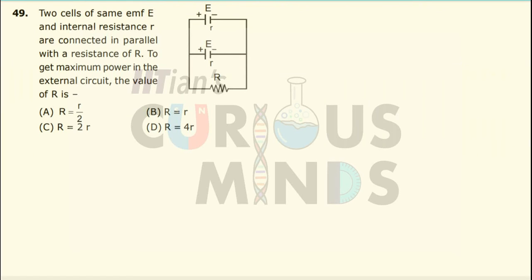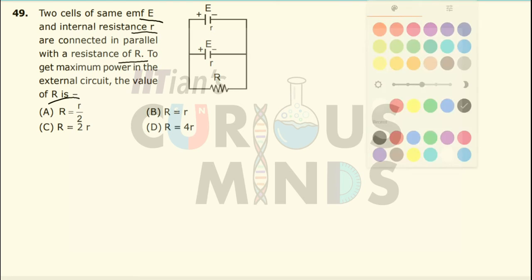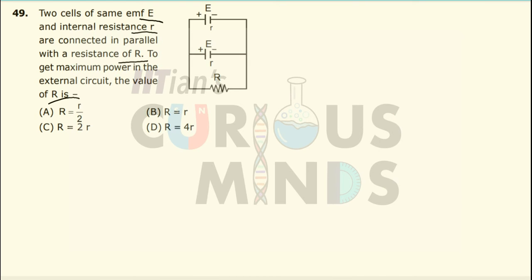Two cells of same EMF E and internal resistance r are connected in parallel with the external resistance R. To get maximum power in the circuit, the value of R should be equal to what? Now first of all, let me apply Kirchhoff's law in order to get the current in the external circuit, that is the external resistance R.